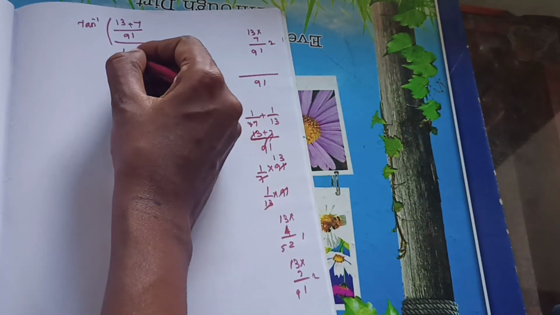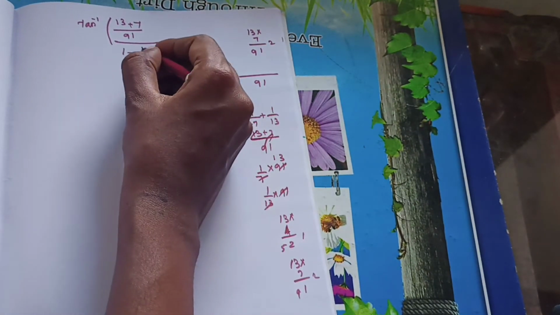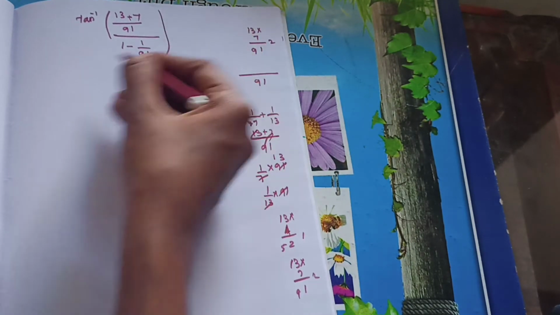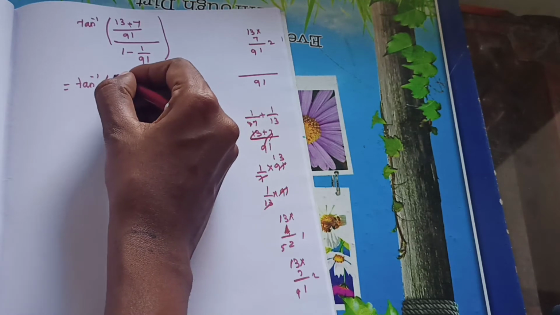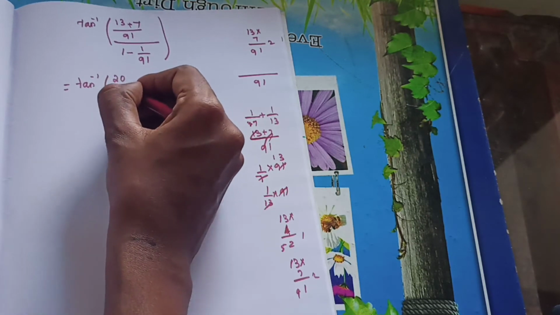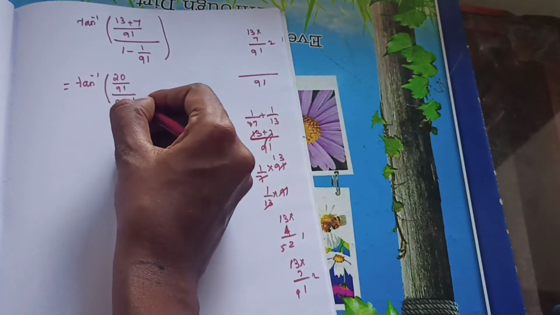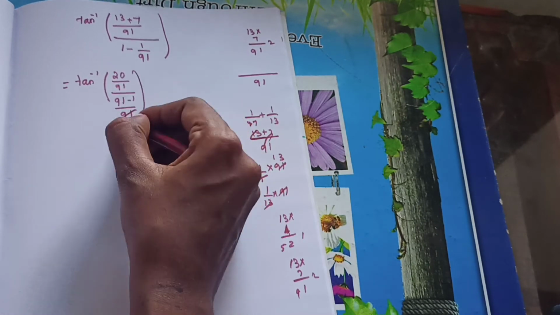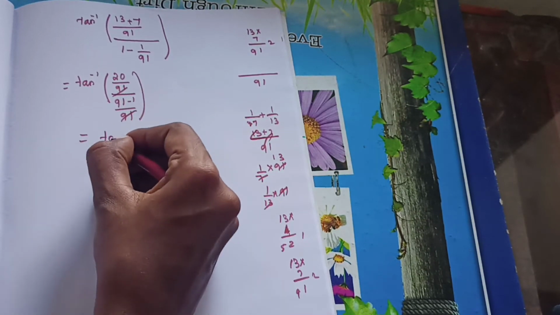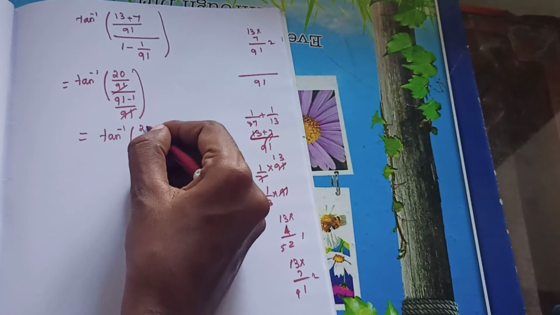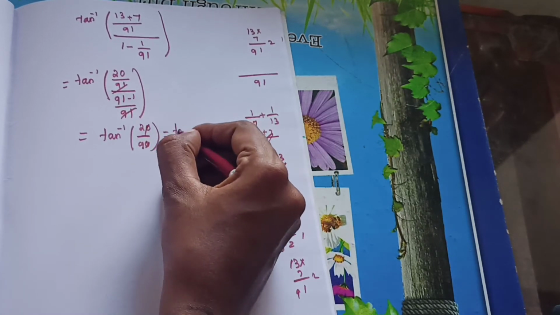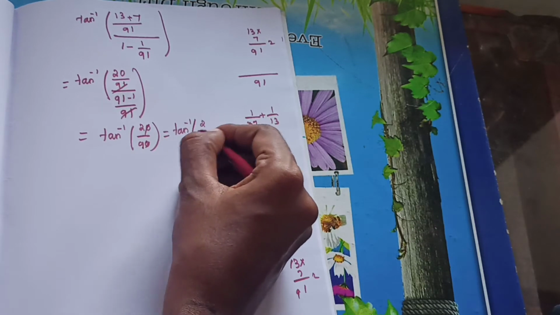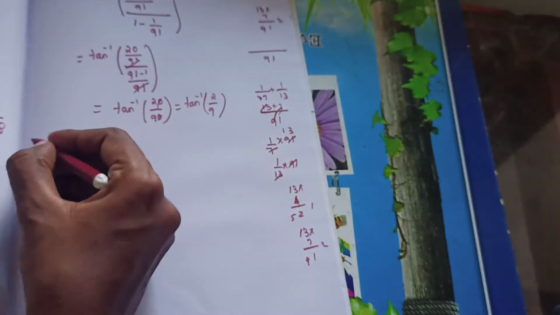Then in the denominator, 1 minus 1 by 91. So we are going to simplify. That is tan inverse of 20 by 91 divided by 91 minus 1 divided by 91. So this will get cancelled. The balance is tan inverse of 20 by 90. So it will get cancelled. That is equal to tan inverse of 2 by 9. So this is the first one.